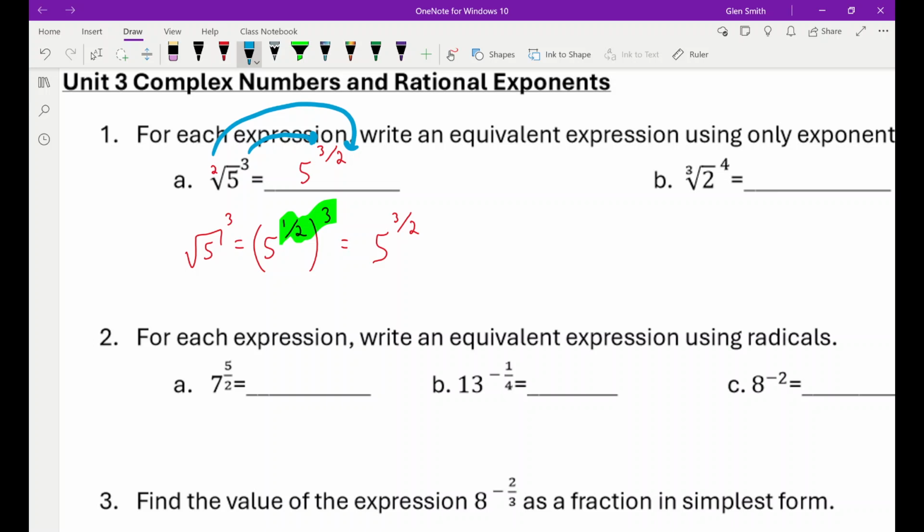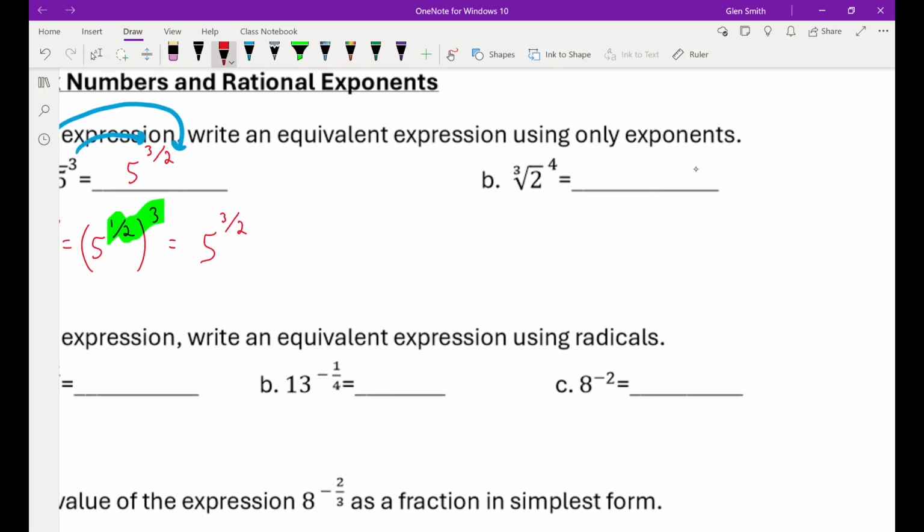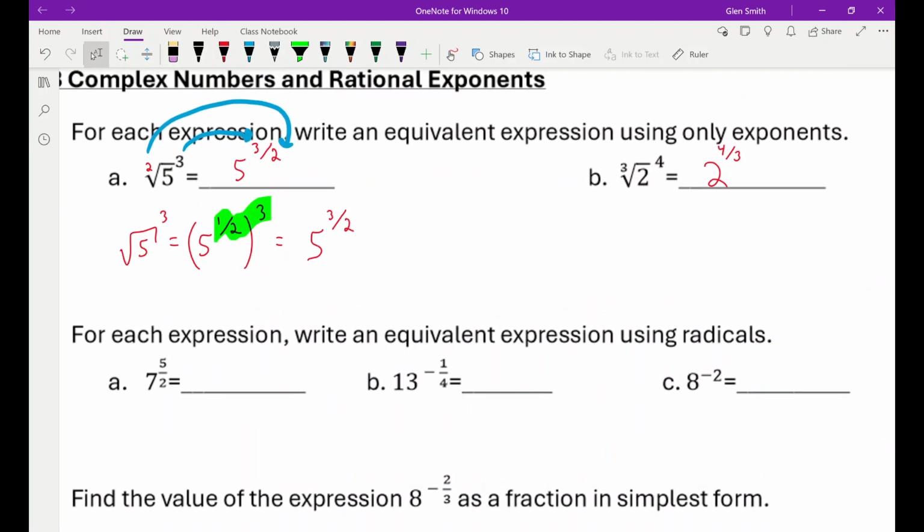Okay. That means over here, when I do letter B, it's cube root of 2, so I know it's going to be 2 to the divided by 3 power. And because it's to the 4th, that just goes up here. Okay. There's also nothing stopping us from actually using this power.